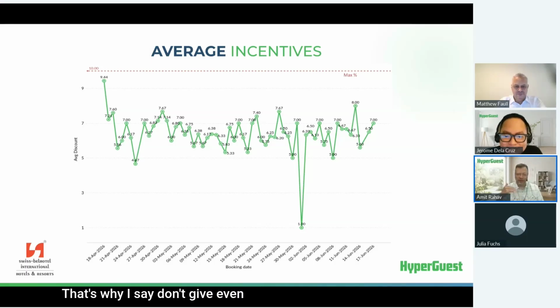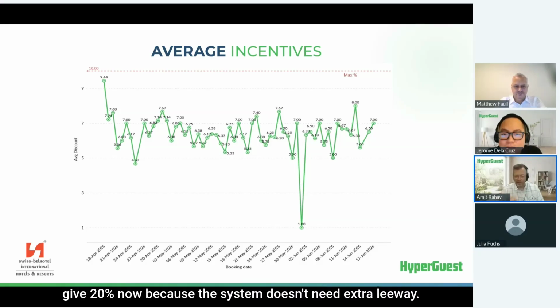That's where I say don't give even a cent more than you have to. So it's nice that you gave 10%, but we're not going to ask you to give 20% now because the system doesn't need extra leeway. You just need the right leeway in order to find the optimum.